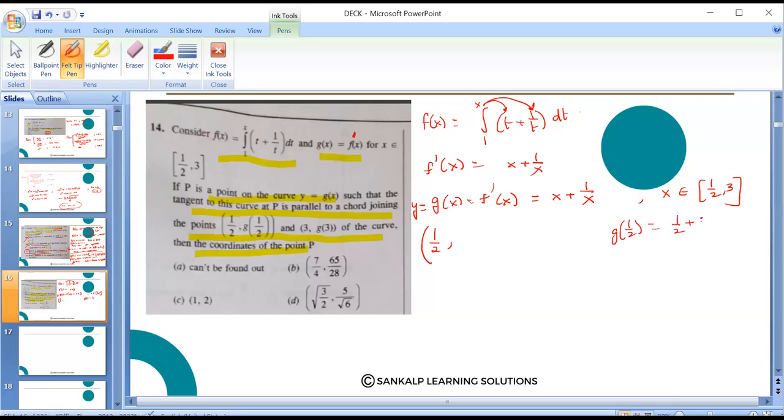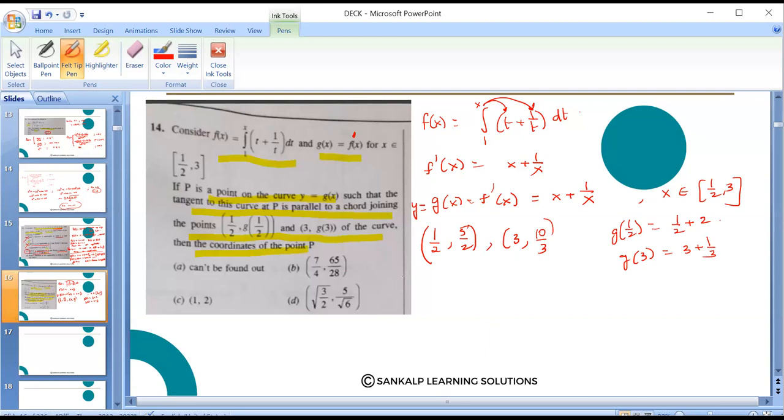1 by 2 plus 2, that is 5 by 2. There is another point 3 comma g of 3. We have to find what is g of 3. 3 plus 1 by 3, that is 10 by 3.